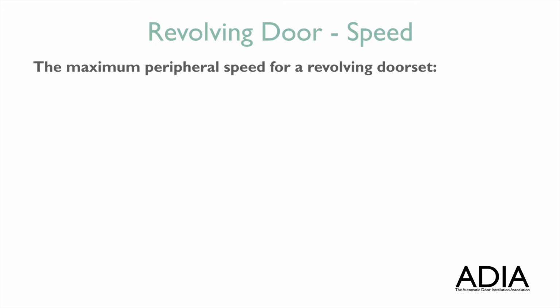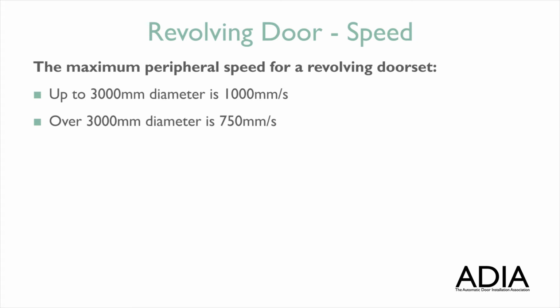The maximum peripheral speed for a revolving door set up to 3000 mm diameter is 1000 mm per second. Over 3000 mm diameter is 750 mm per second.